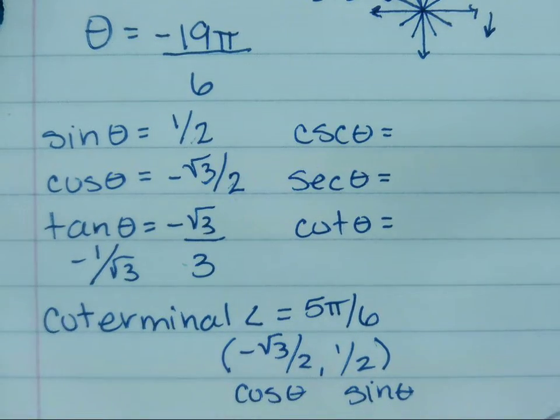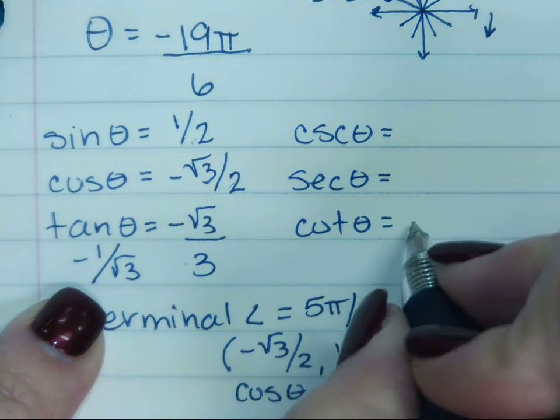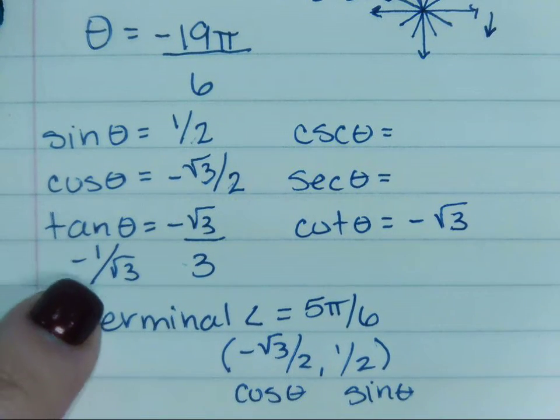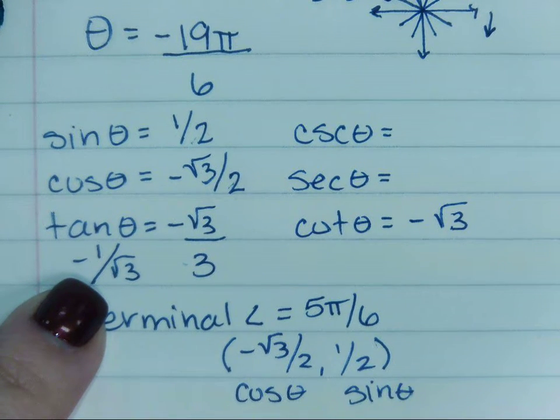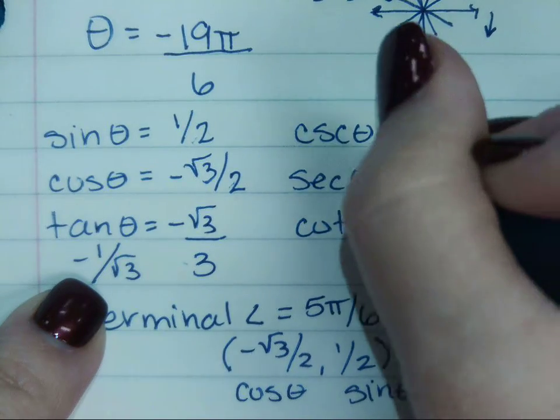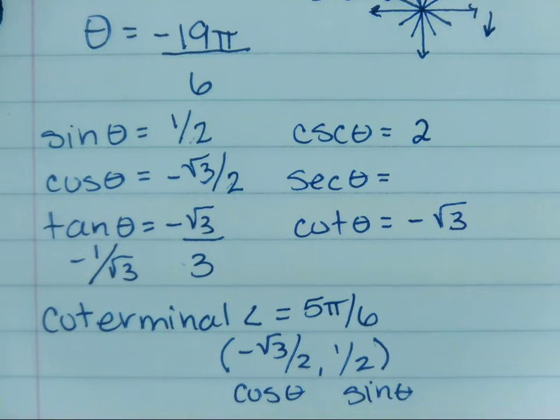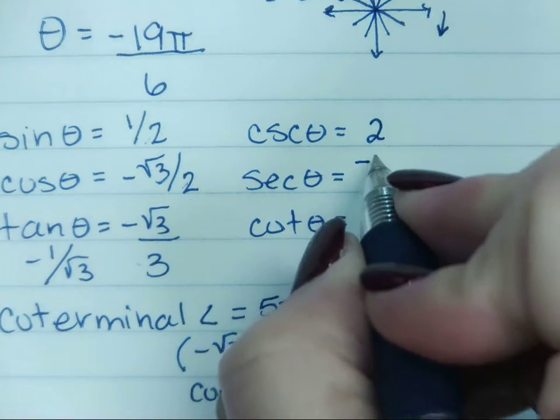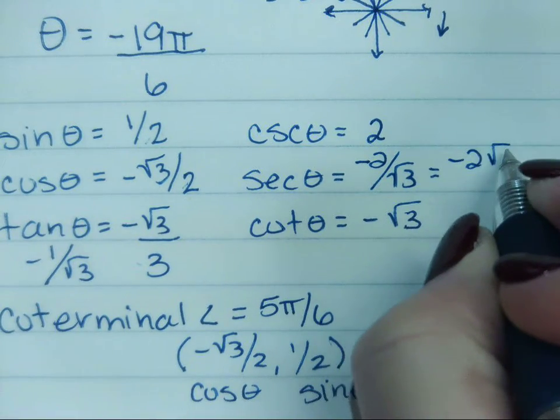Right? The reason why I kept this off to the side is because when I start flipping the fractions for cotangent, I just want to write the reciprocal of the one that was unrationalized, so that way I don't have to deal with rationalizing a second time. Right? Same thing over here, cosecant is going to be just a positive 2. And then secant, you are going to have to do some rationalizing again, because you can't leave it as negative 2 over root 3. When you rationalize, it's negative 2 root 3 over 3.